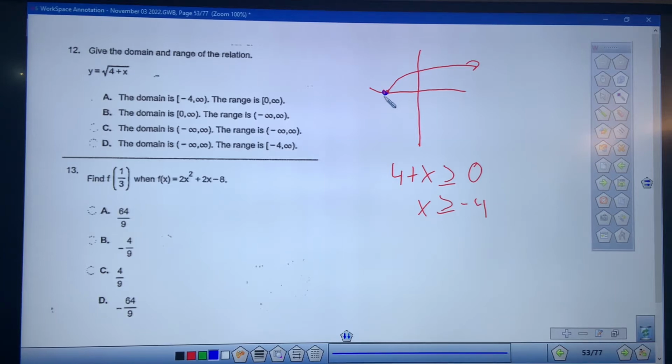And the range starts at 0 here, so the range is going to be bracket 0, comma, infinity. This is going to be choice A.